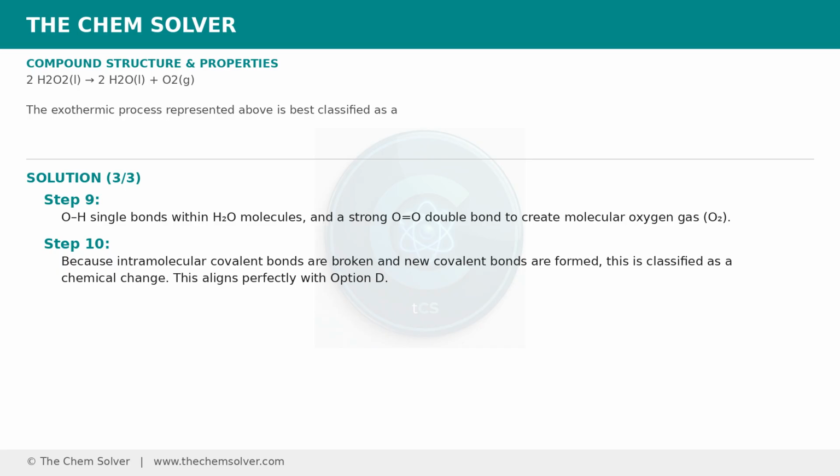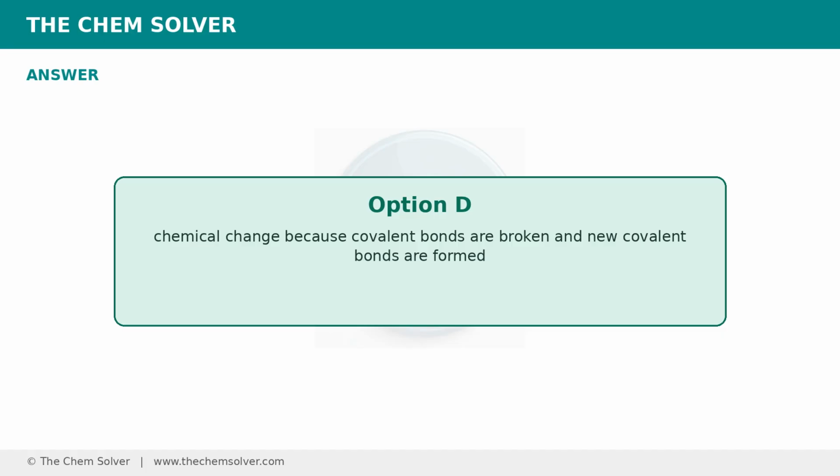This aligns perfectly with option D. The correct answer is option D: chemical change because covalent bonds are broken and new covalent bonds are formed.